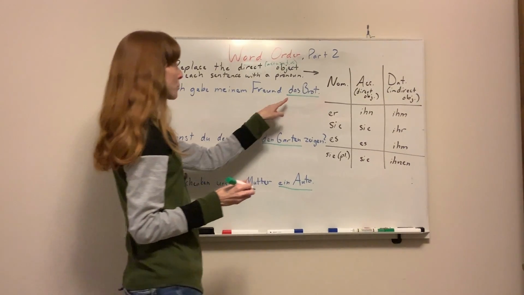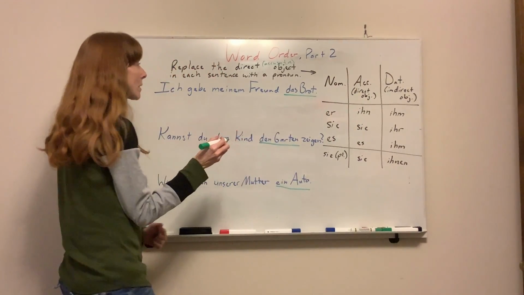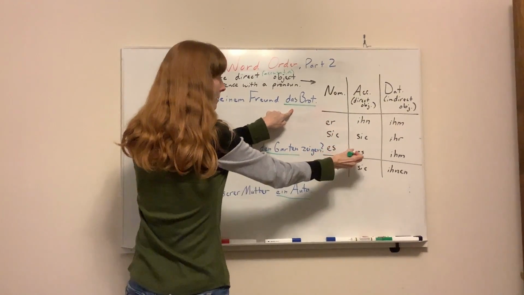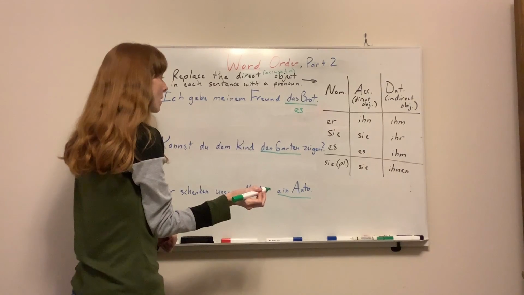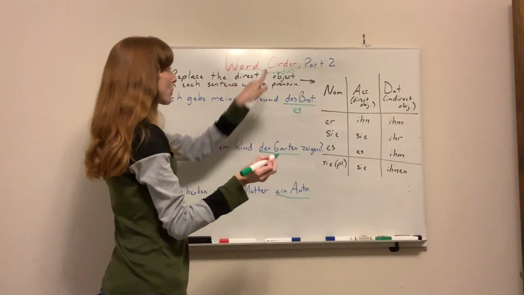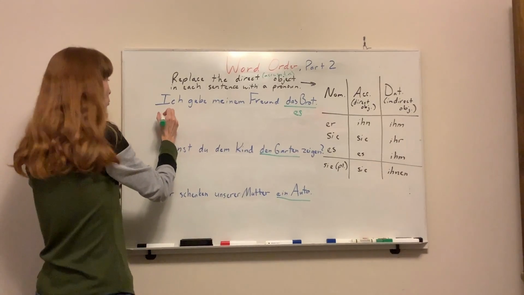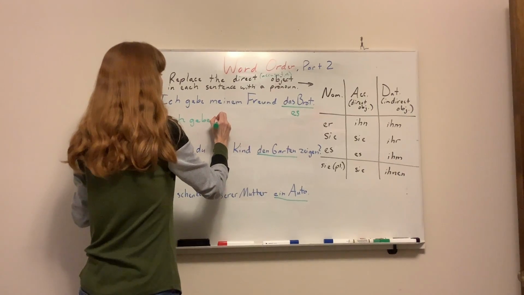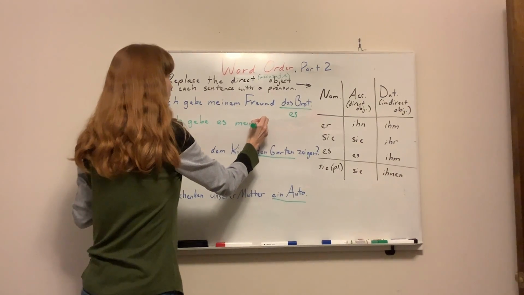Now what we need to do is replace these words with the appropriate pronoun over here in the accusative. Well, das Brot, that is neuter. So we're going to go down here to es and see, well, it doesn't really change. So es. Now the thing is, when you replace direct objects and I rewrite the entire sentence, there's going to be a slight change in the word order. Ich gebe es meinem Freund.